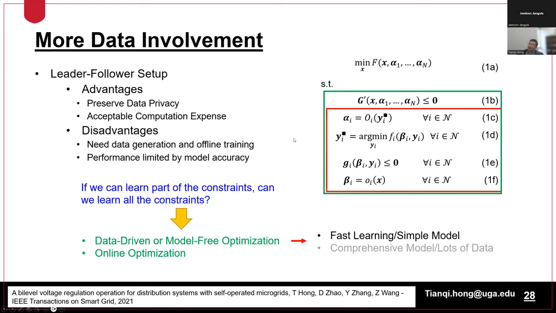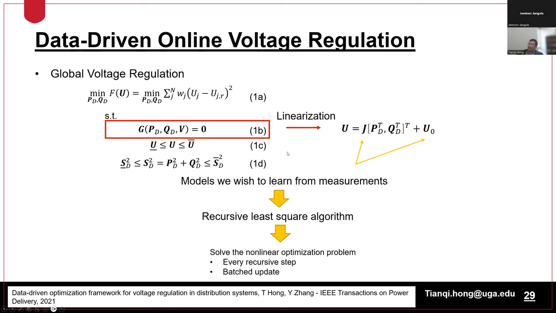For data-driven and model-free optimization, generally we have two solution strategies. The first one is fast learning of simple models. The second one is a comprehensive model, which requires a lot of data. In this presentation, I will only talk about the fast learning simple model strategy. I will not go into great detail, just focus on the idea of the method.